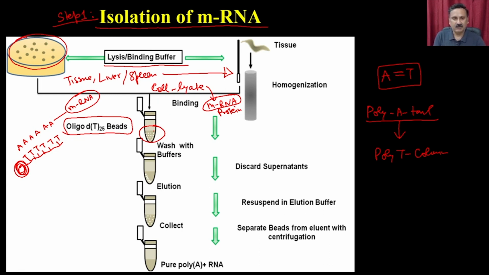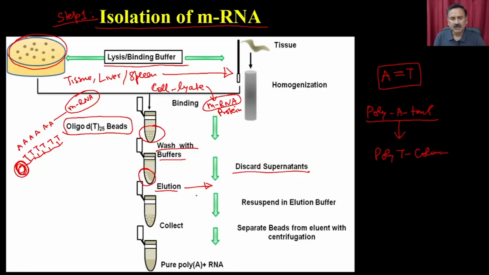Once the binding step is over, you can wash the beads with a washing buffer, discard the supernatant, and collect the beads. Okay, and then you are going to do the elution. You do the elution with the help of either poly A sequences, or you can change the pH and other things.